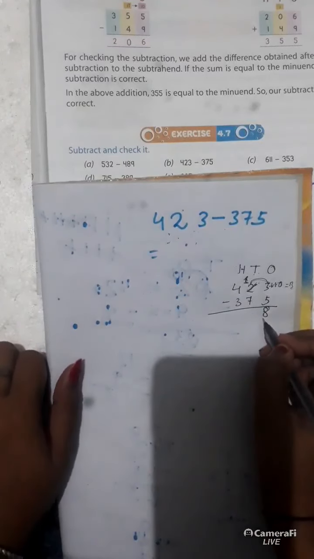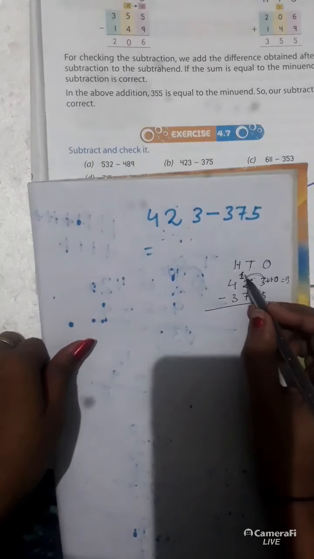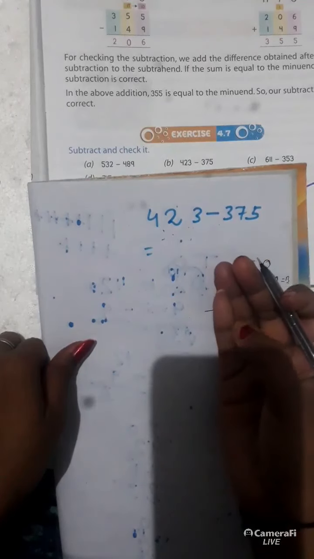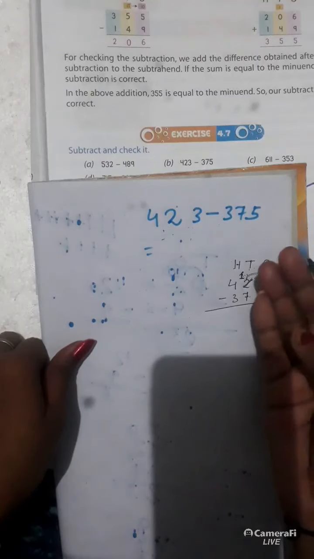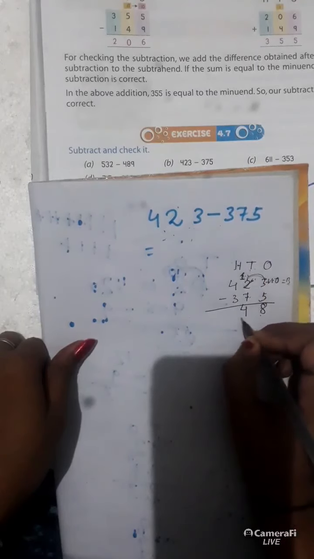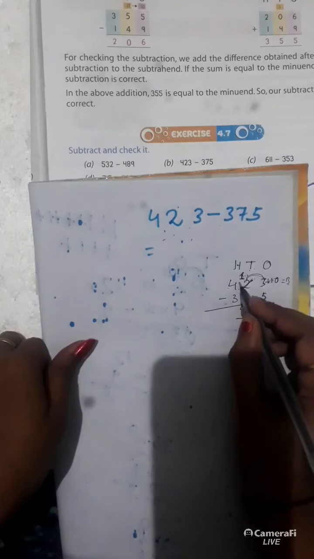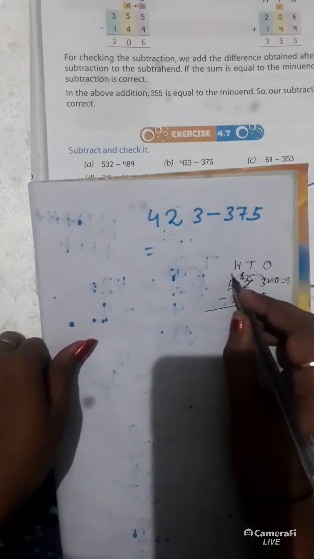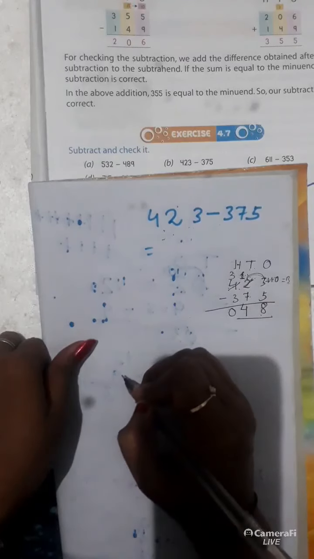Now you see, 11 minus 7, 8, 9, 10, 11, it's 4. So 4, 8, 48. And as I have borrowed 1 from the hundreds place, here will be 3. So 3 minus 3 will be, obviously, 0.